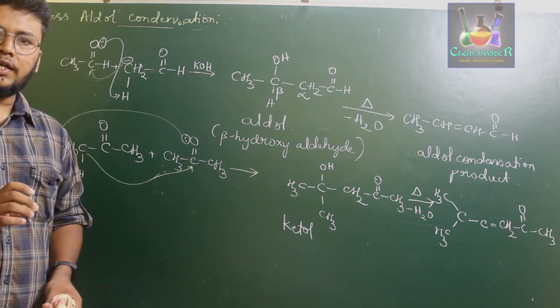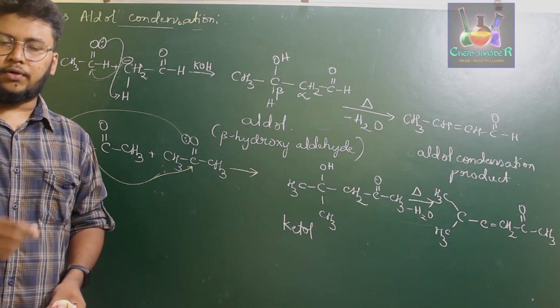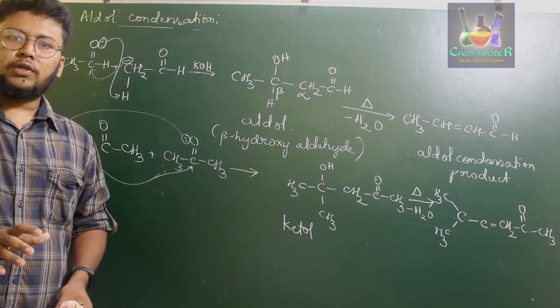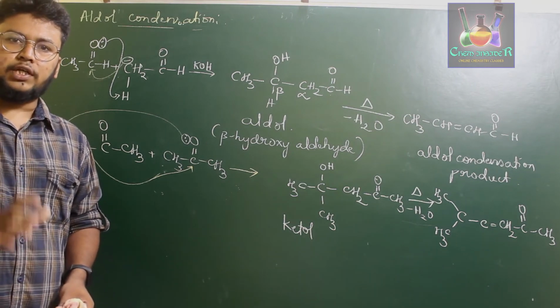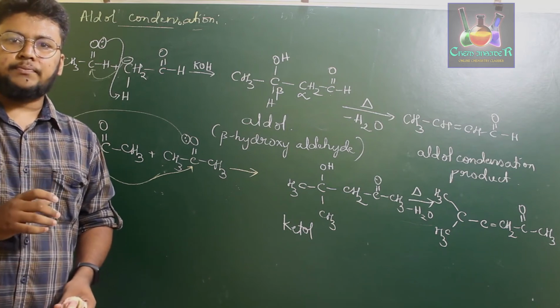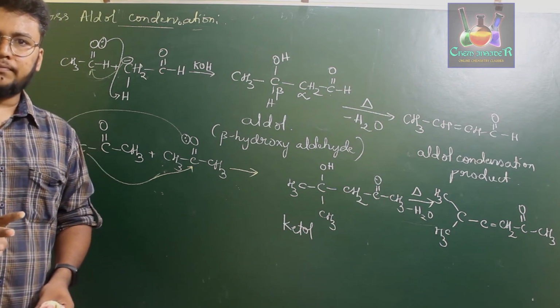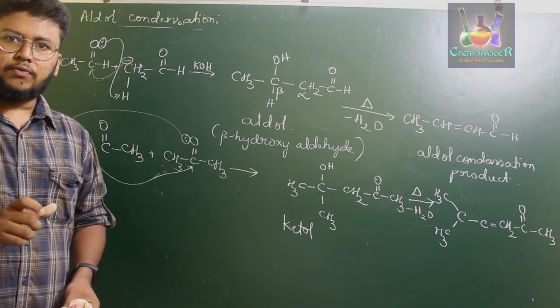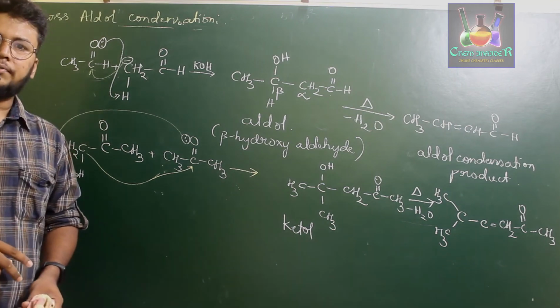So cross aldol condensation takes place between either two aldehydes, or two ketones, or an aldehyde and a ketone. And if both of them have alpha hydrogen, if both of the aldehydes or both of the ketones or the aldehyde and the ketone group have alpha hydrogen, then those reactions lead to the formation of four products. That is, two products which are a result of self aldol condensation.